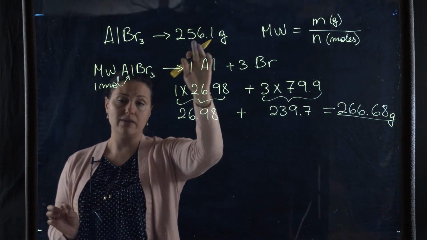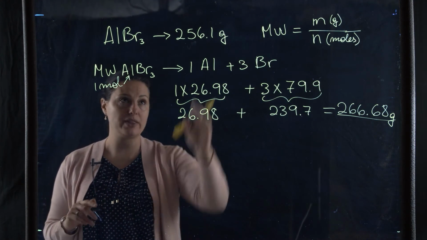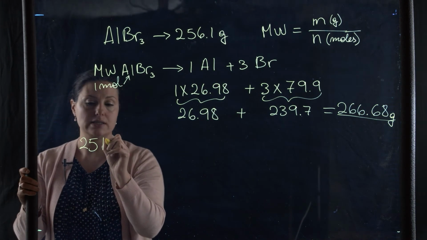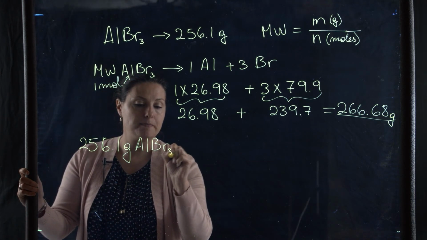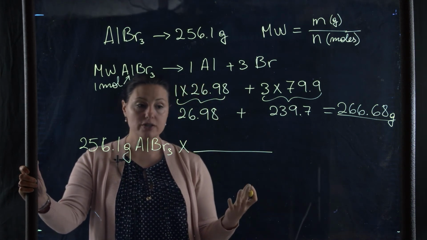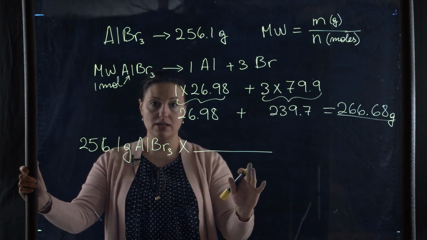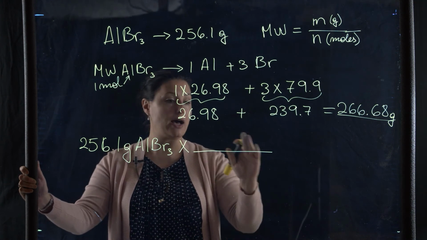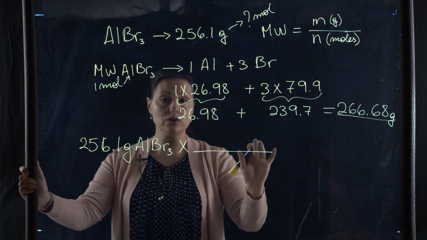Start with the amount you're given. Never start with the conversion factors. Never start with that. Start with the amount that you're given. You are given 256.1 grams of aluminum bromide. And now use your conversion factor in the form of a fraction, where you have the units organized in such a way to get rid of the units that you start with and be left with the units you want on top. I want to convert this to moles. How many moles? So I want moles on top.